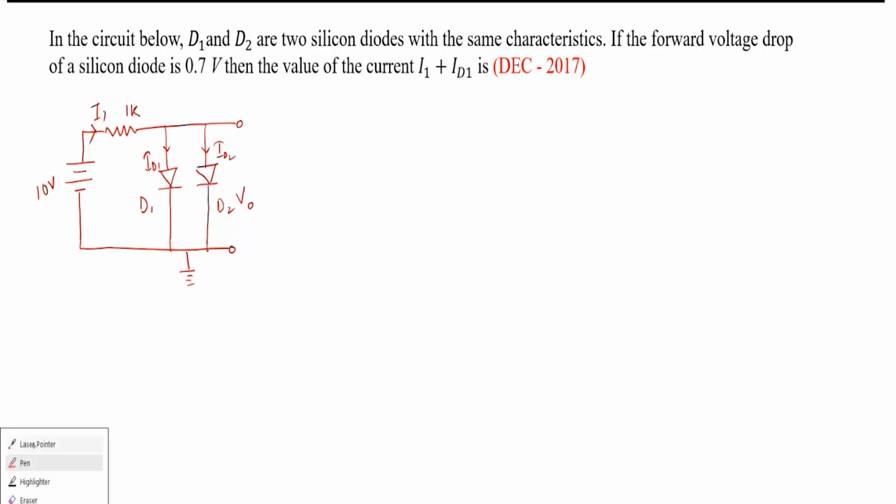The question is asking to find the value of I1 plus ID1. I1 is the current flowing through the 1 kilo ohm, and ID1 is the current flowing through the diode D1. Have you understood the question? Yes, sir. Now, how to tackle this? Let us apply KVL.